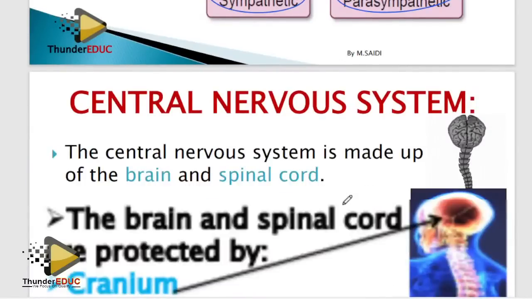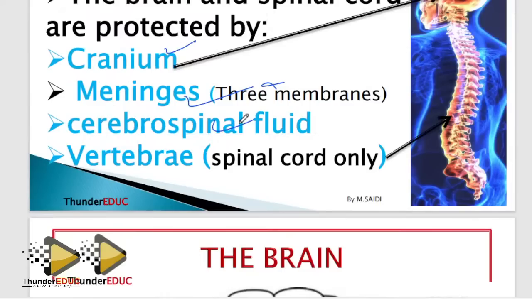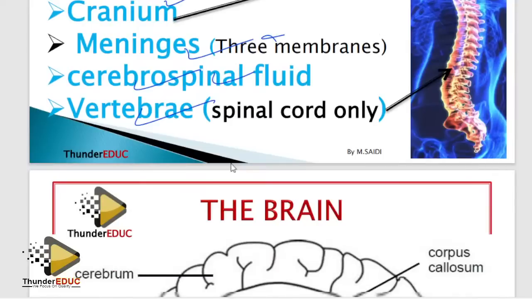Know this if they just bring the labeling. How is the brain protected? Cranium, meninges, and then cerebrospinal fluid. There's a difference between a cranium and the skull, so it's better to say cranium and meninges. You don't need to know all the names, however much people are talking about the names in the books. And how is the spinal cord protected? It's protected by the cerebrospinal fluid and then the vertebrae.